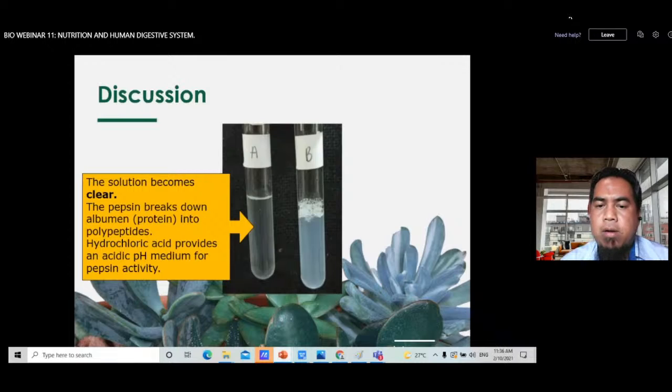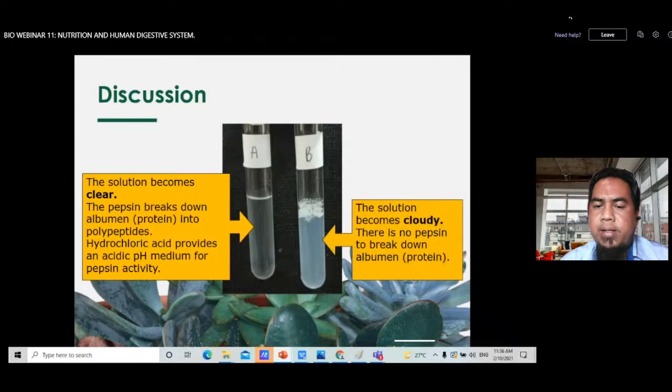While for solution in test tube B, the solution becomes cloudy because no reaction occurs. There is no reaction because this solution has an absence of pepsin. So there is no pepsin present to break down albumin.